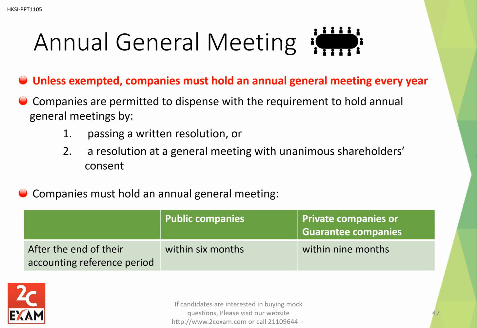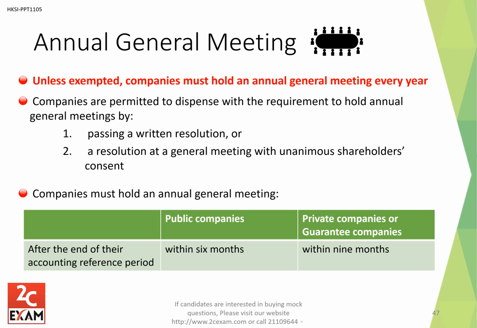How often should an annual general meeting, AGM, be held? Generally speaking, a company must hold a shareholders' AGM every year, unless an exemption is granted. Under what circumstances can an exemption be granted? A company can be exempted from holding an AGM through a written resolution or a resolution at a general meeting with unanimous shareholders' consent.